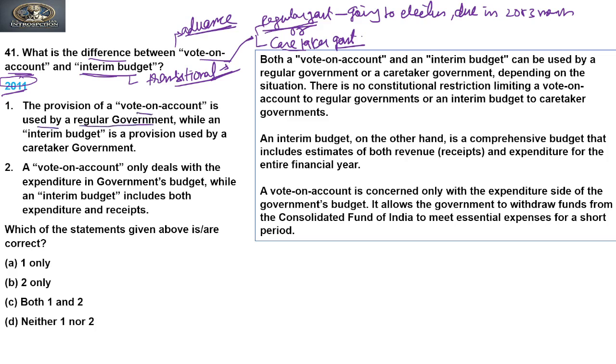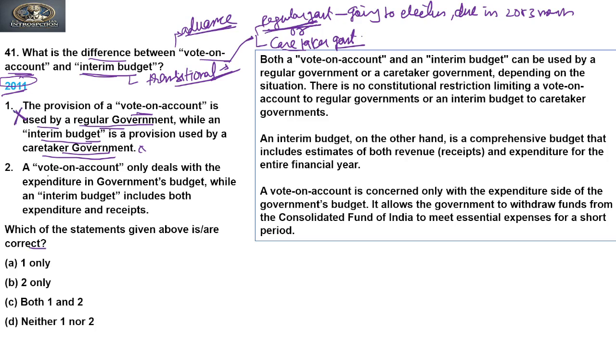Now if we see the statement, the first statement says the provisions of vote on account is used by the regular government, while an interim budget is a provision used by caretaker government. Vote on account is used by the regular government, true, but interim budget is used only by the caretaker government? No, it is also used by the regular government. So interim budget means a transitional budget. On the basis of this we can say that the first is incorrect, right? And we need to mark the correct answer.